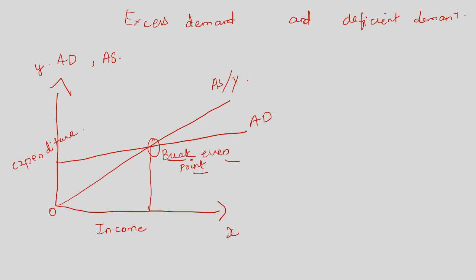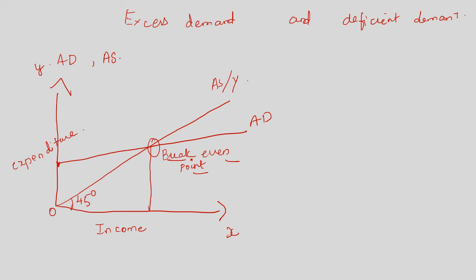It is always a 45 degree line. Do you know what the aggregate demand curve is? I told you about aggregate supply. The aggregate demand curve always starts from some point; it does not start from the origin. The aggregate supply curve starts from the origin.